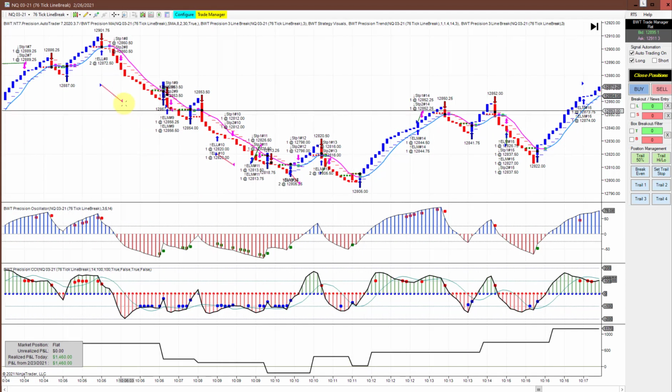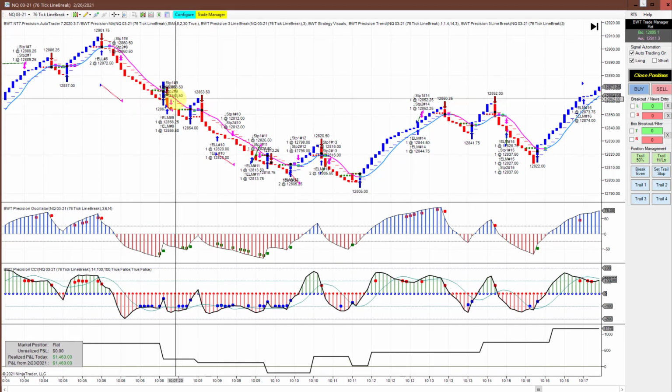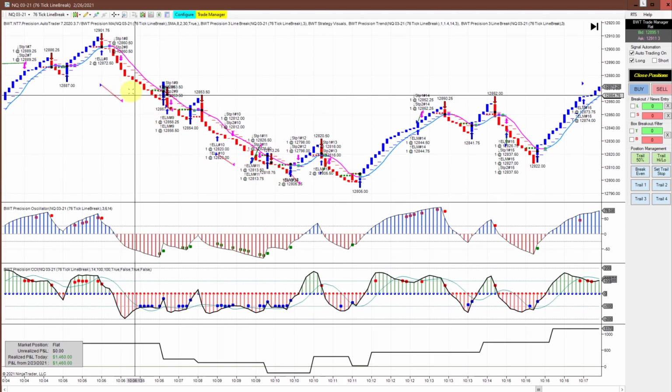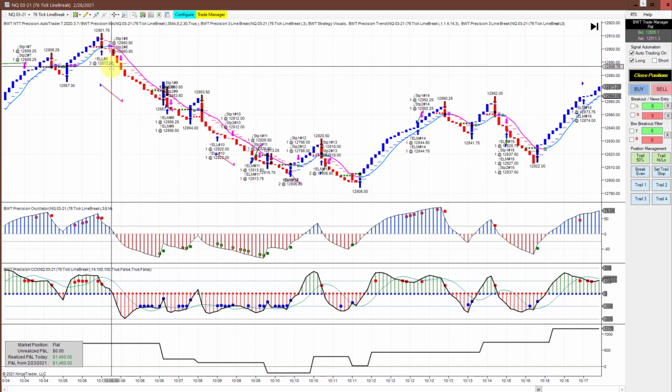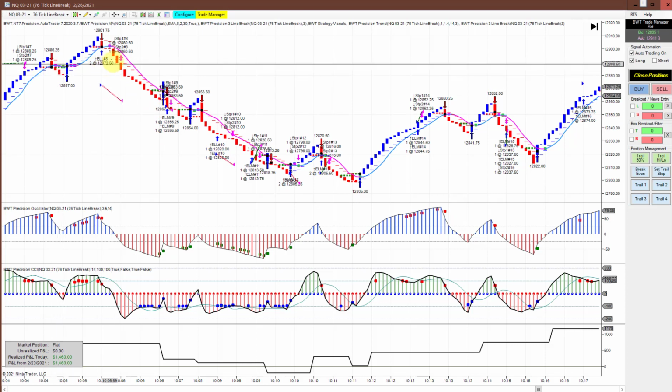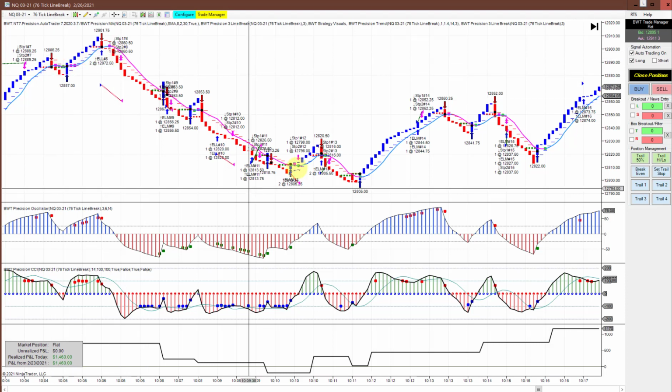So just a reminder, the way the trades line up on a line break chart is a little screwy. So this short is actually probably from, it might be this right here or this. So it's just a little screwy the way it plots.